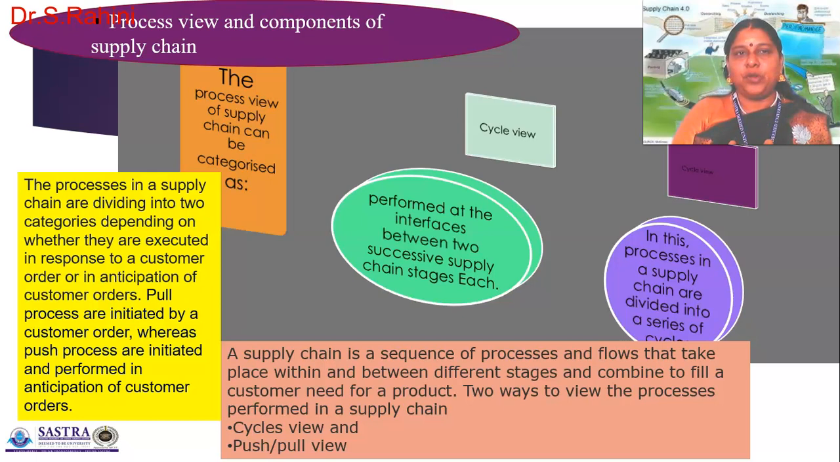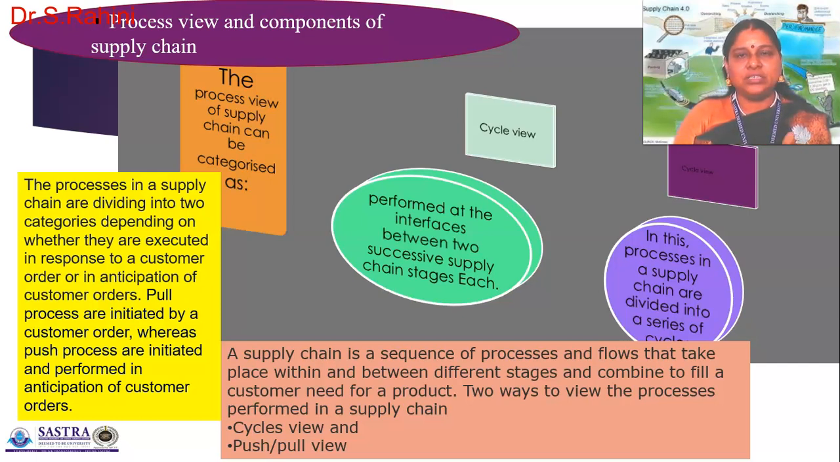So the process view of supply chain can be categorized into two. One is the push view and the pull view, and the other one is the cycle view. Right, in the cycle view, what will we do? The cycle view is performed at the interfaces between successive supply chain stages.